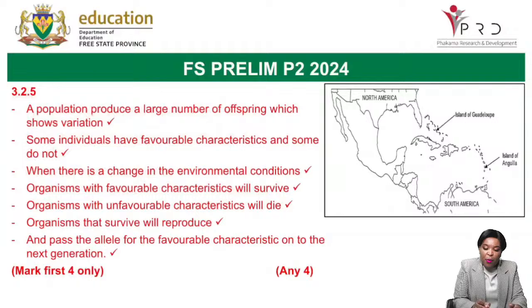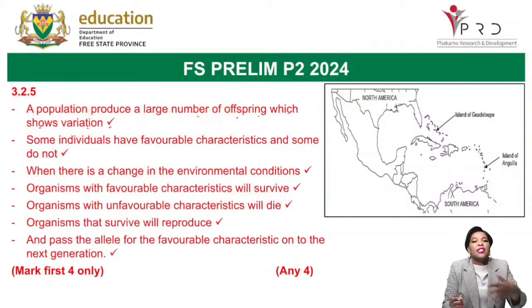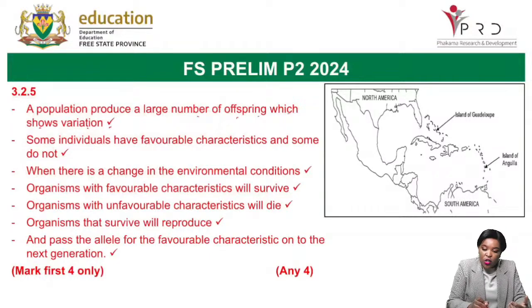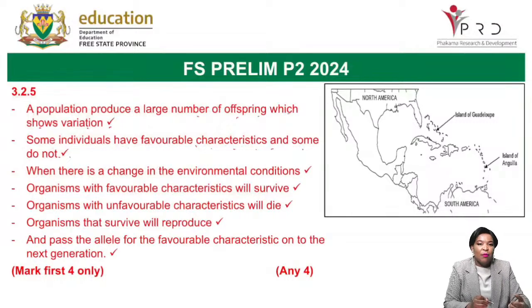First, a population produces a large number of offspring, which shows variation. This is the first statement. He observed that there's a great deal of variation. Even if you had written that he saw there's a great deal of variation, you are still going to get a mark, because that is his observation. Then he also observed that some individuals have favorable characteristics and some do not. I know some of you are pinching yourselves there to say, we did not see this question in this way.